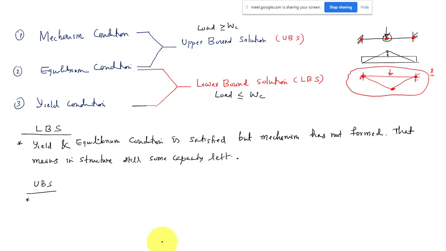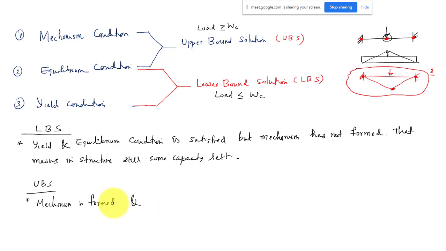So upper bound solution. Now here in this case we will get a solution, and the mechanism is already formed, and equilibrium anyway is also satisfied. Okay, but the yield condition is not satisfied. That means in this case the mechanism is formed. So you have to just read it. Maybe after the class you have to just read any textbook on this part, then it may be clear, if it is not clear.